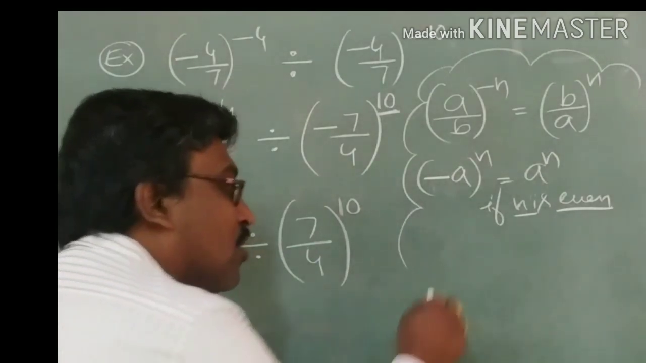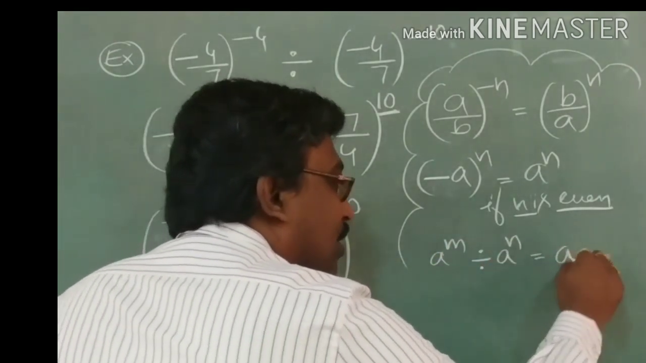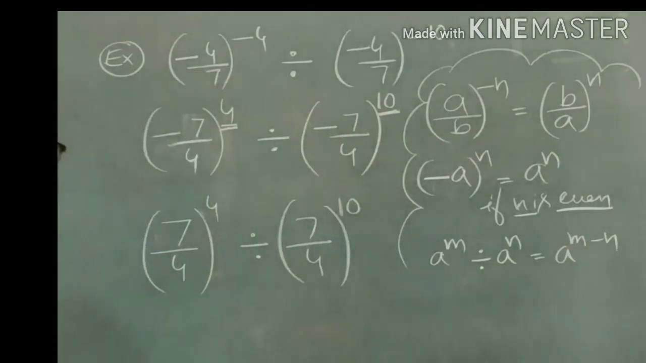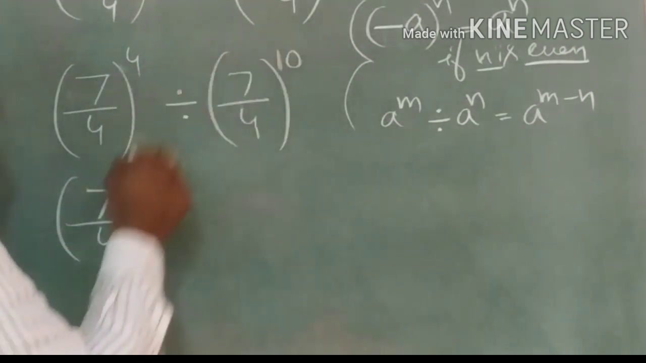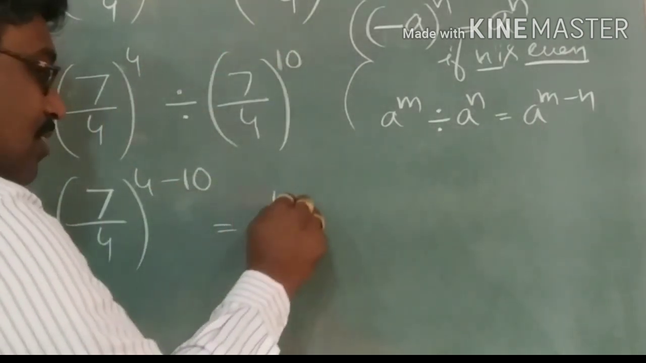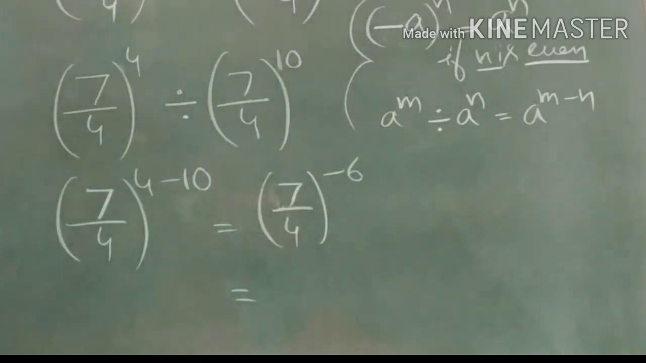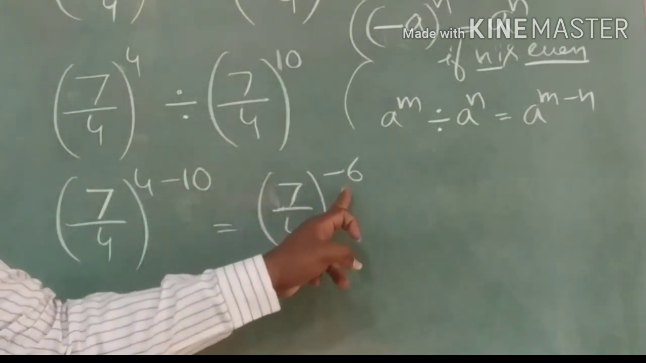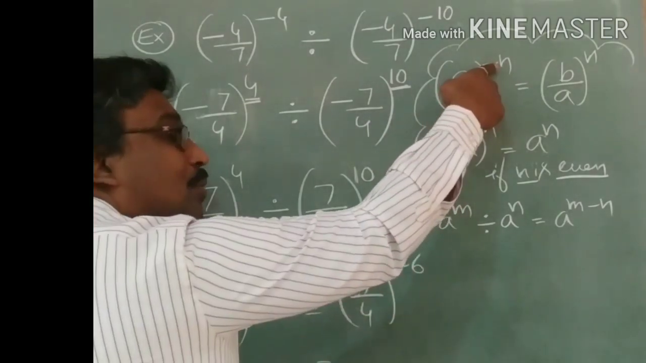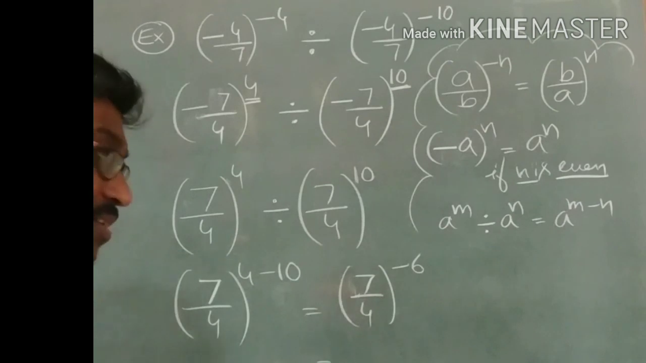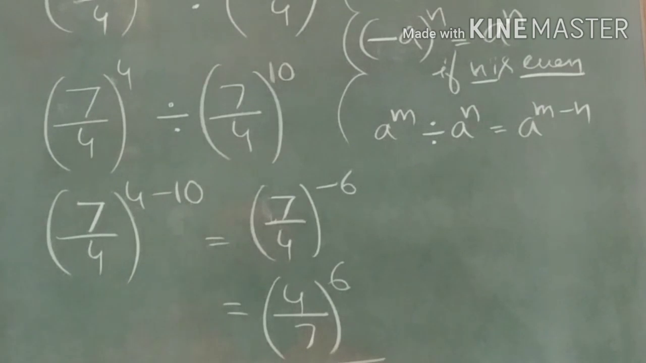So now I am using one more formula: a power m divided by a power n, very good, is a power m minus n. So 7 by 4 whole to the power of m minus n, 4 minus 10. So 7 by 4 whole to the power of minus 6. 4 minus 10, the value is minus 6. Good. So when the power is negative, then what will be your answer? Good. 4 by 7 whole to the power of 6. Okay.